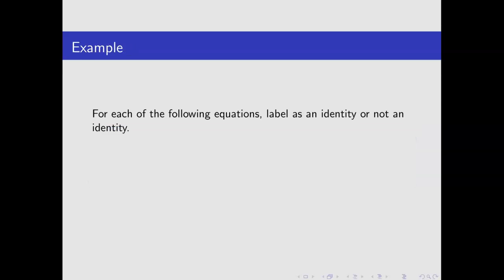For each of the following equations, we're going to do this example, label as an identity or not an identity. And I, again, will try and pause to give you a chance to figure it out. X plus y equals 1. This is not an identity because whether it's true or not depends on the values of x and y. Y equals 2x minus 3. Again, this is not an identity because it depends on the values of x and y.